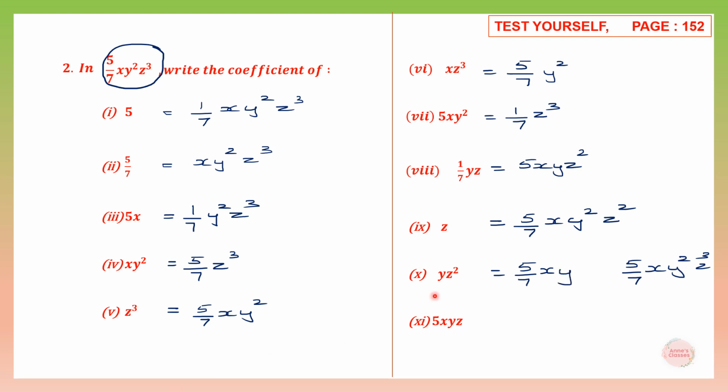Then look at the z. Here it is z square. And here we have z cube. So 3 minus 2 is 1. So there is 1 z left. So what's our answer? 5 by 7 x, y, z.